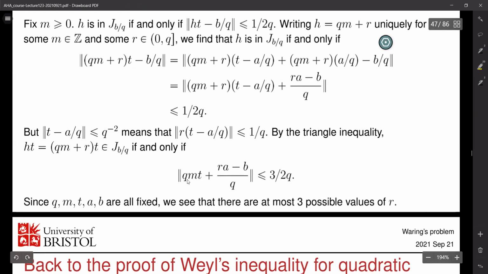From here, we see, all right, q is fixed, m was fixed, we fixed that window, t was fixed, a and b were fixed as well. r is the only thing that can vary here. And r is varying in an interval from 1 to q. And when you look at r divided by q, this expression, there are only 3 times that you can land in any given arc, any given interval. And so n of b over q is at most 3.